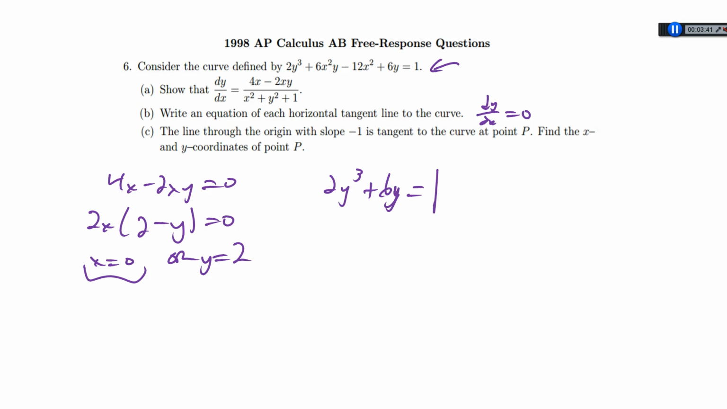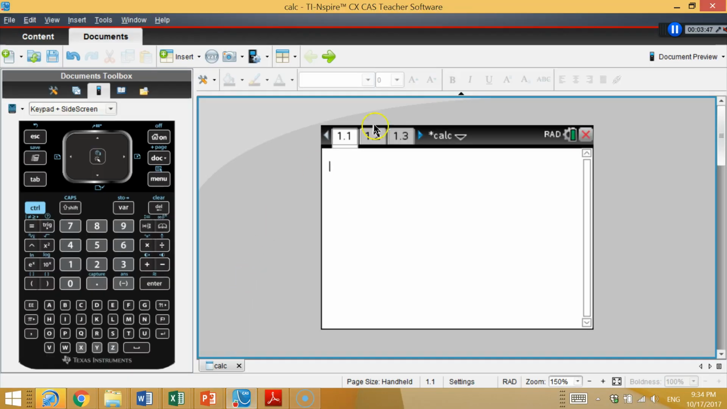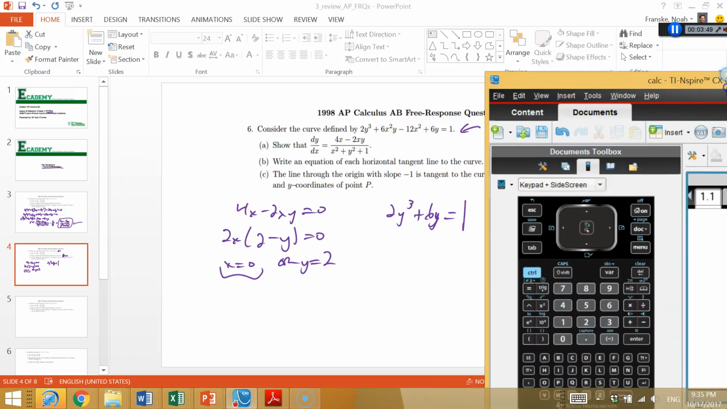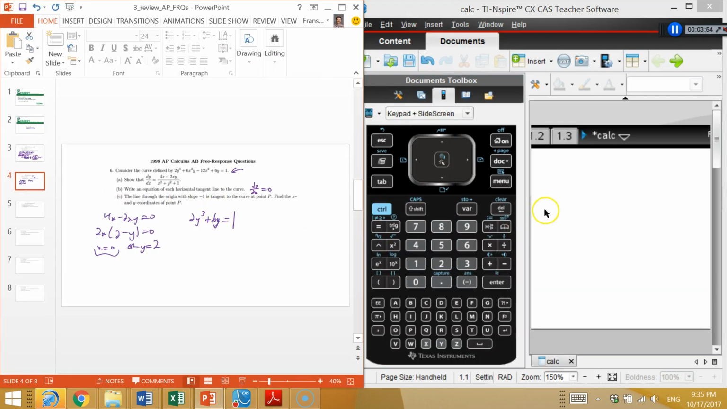I think I've got it up and ready to go. I do. Okay, so I'll split this screen so we can see what we're doing. What we want is 2y cubed plus 6y to equal 1. So I'm going to graph that.